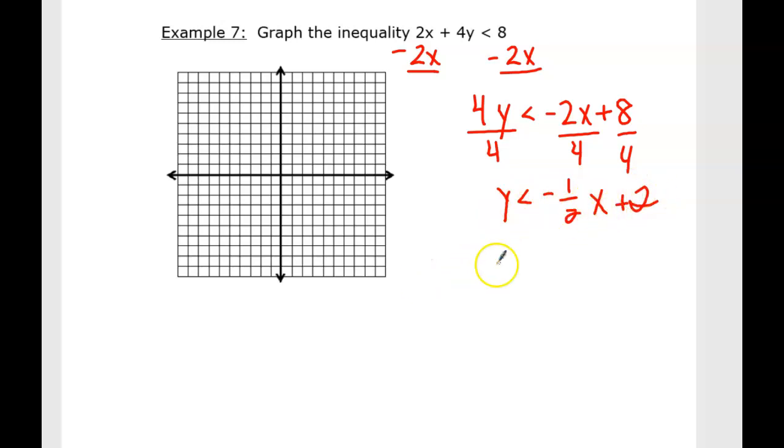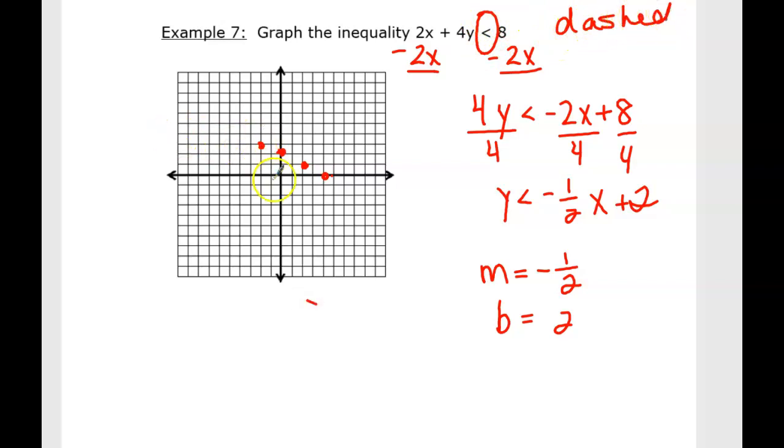To graph it, my slope is negative 1/2 and my y-intercept is 2. So I'm going to start at my y-intercept of 2, and with a slope of negative 1/2, it's going to go down 1 over 2. Again, in this case, it's going to be a dashed line, because it's just less than. I'm going to connect these points, going up 1 and over 2. So it's going to look something like this, a dashed line.